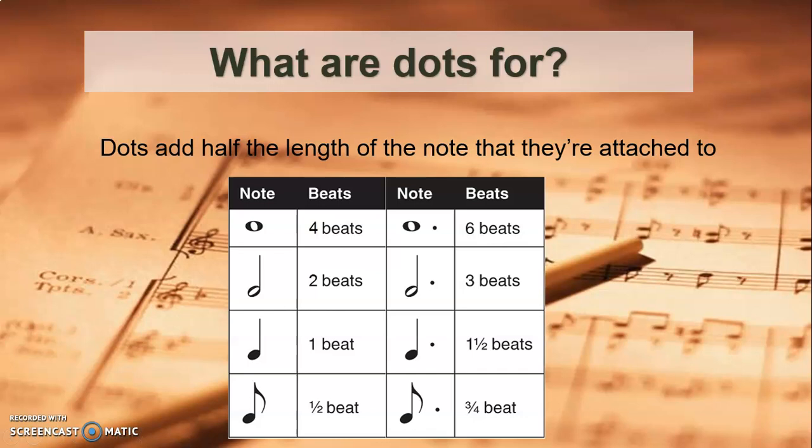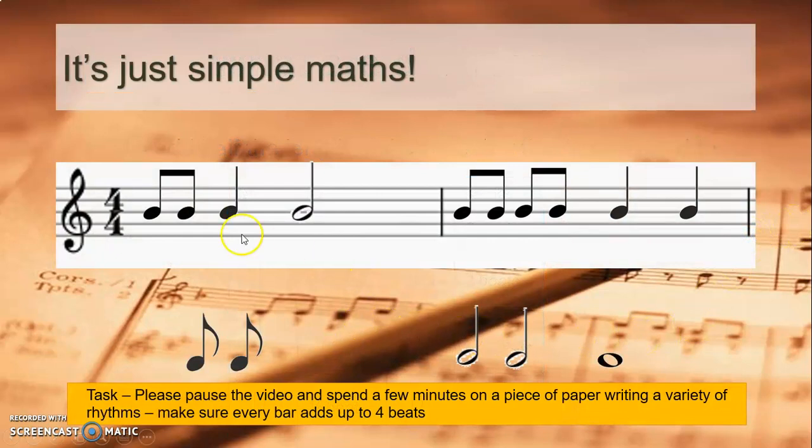So if you need to pause this now and just get out a piece of paper and just figure that out. But you take the dot off and we figure out how many beats you've got. Divide it by 2, and whatever that figure is, add that figure onto the whole number that you started with. Okay? Right. It's just simple maths.